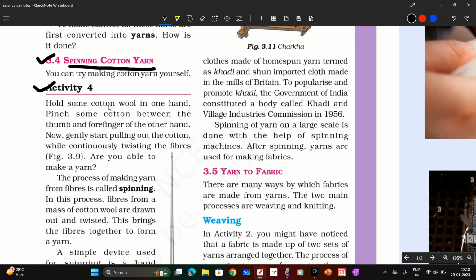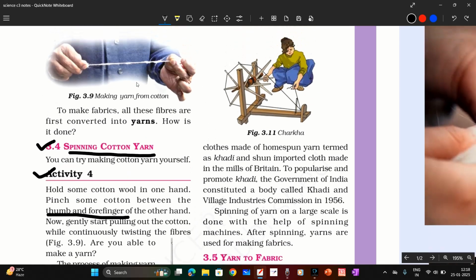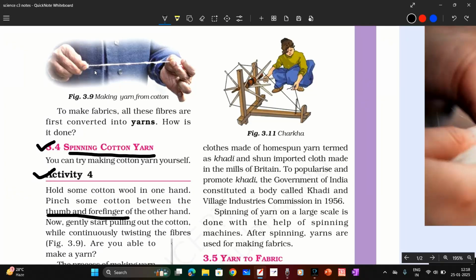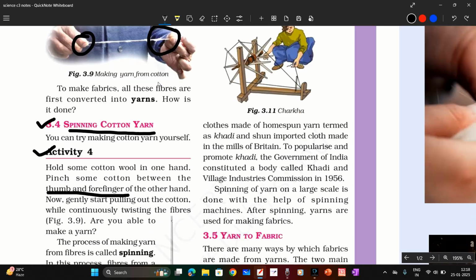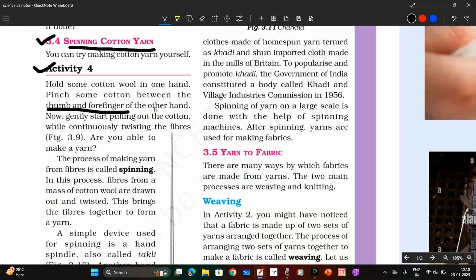Hold some cotton wool in one hand. Just take a little of the cotton wool and keep it in your hand, and pinch some cotton between the thumb and the forefinger. As shown here, you hold the cotton with the thumb at the right side and the forefinger at the left side. You have to catch the cotton like this.